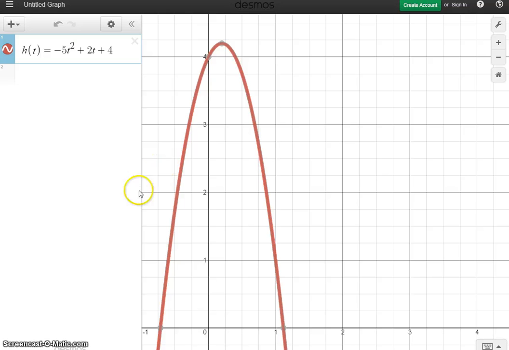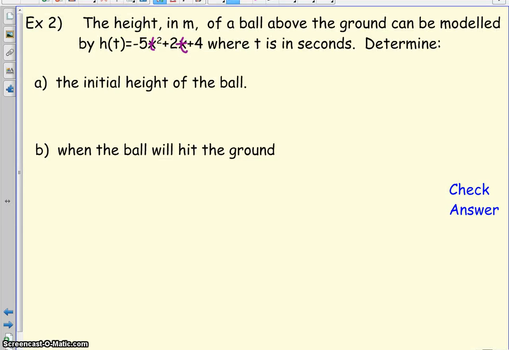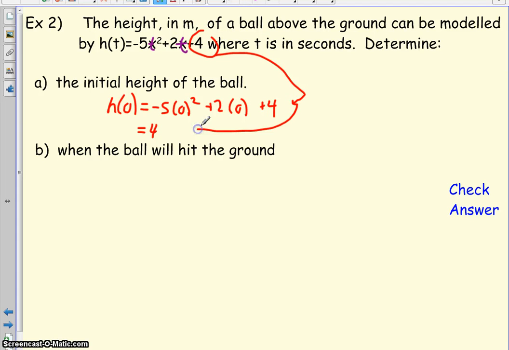Okay, so the initial height of the ball. Think of that word initial. It means no time has passed. So we're looking for the point where t is equal to 0. Where t equals 0, you can see on the graph it happens here at the y-intercept. So the answer is going to be 4 meters for the initial height. To actually solve it, we could sub 0 into the equation for t. So we get negative 5 times 0 squared plus 2 times 0 plus 4, which gives you 4 meters. And if you recognize the initial height is talking about the y-intercept, you can pull the y-intercept directly from the equation and get your answer of 4 meters.